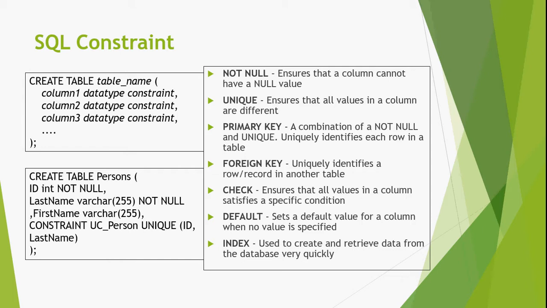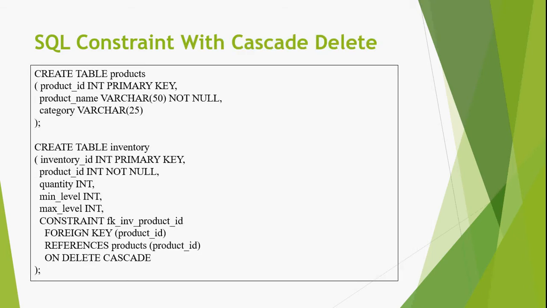And default sets a default value for a column when no value is specified. With this constraint, if we do not specify anything, then the default value will be automatically set in that column. And index is used to create and retrieve data from the database very quickly. So when we need to retrieve any data very quickly, such as with a where condition, then we need to use an index. Okay, right now we can create a table with child information.